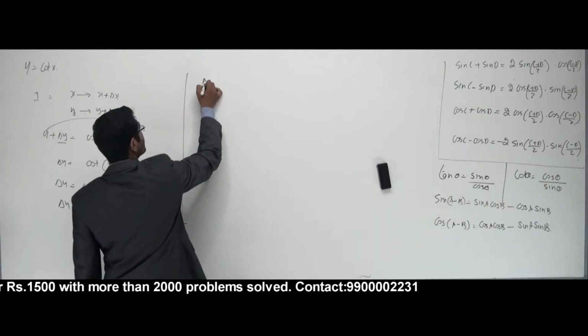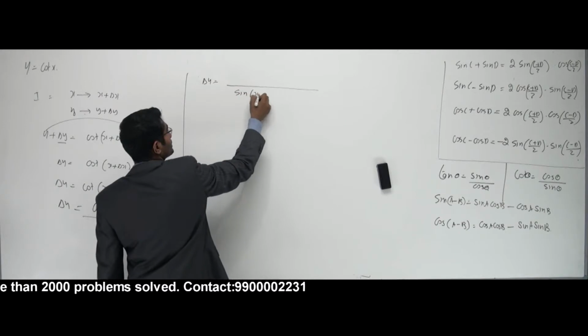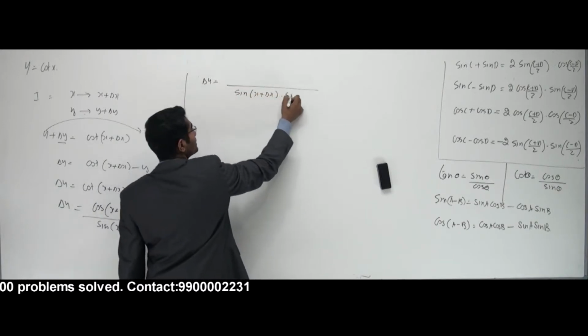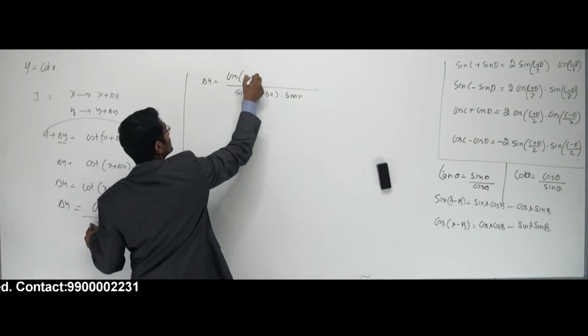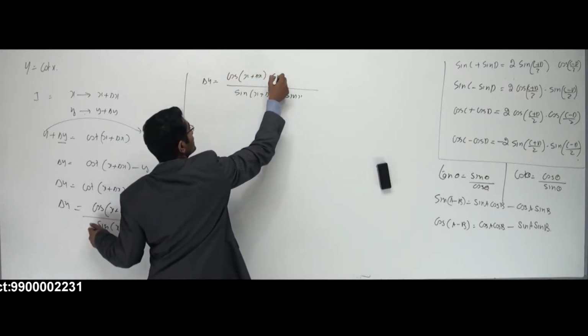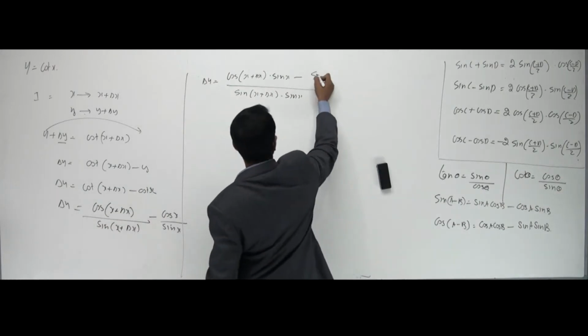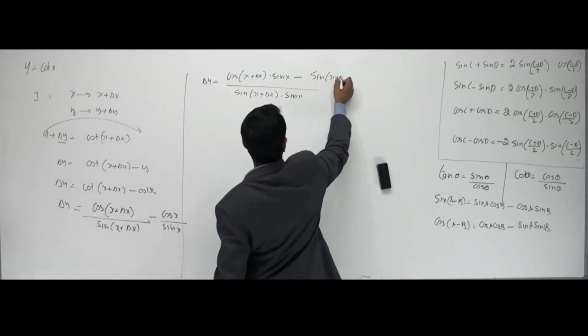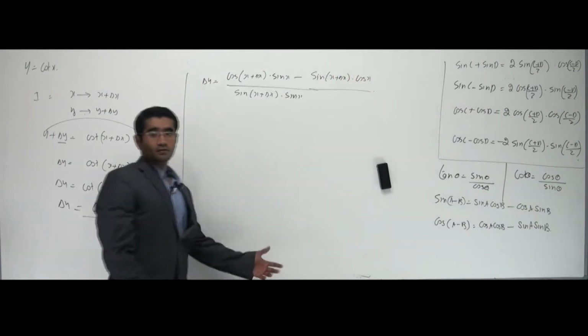What do you get? I have delta y on the left hand side. The LCM here would be sine of x plus delta x into sin x. And that goes like, I have cos of x plus delta x into sin x minus, I write, sine of x plus delta x into cos x. Alright, that's what I have.